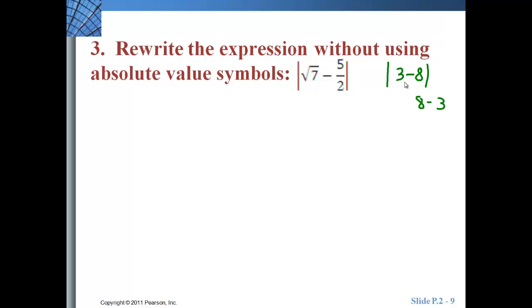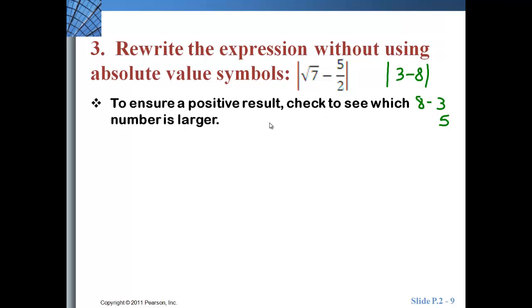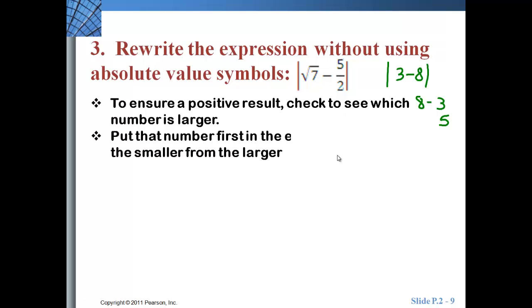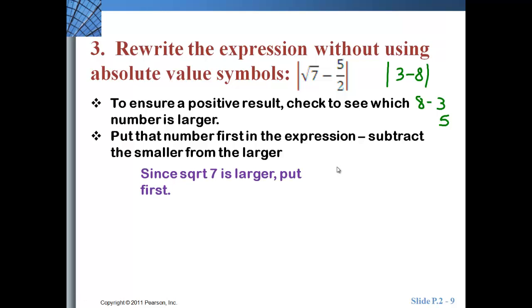The way I can be assured a positive result is if I list the bigger number first. So when I'm doing these, to ensure the positive result, check to see which number is larger. Is it square root of 7 or 5 over 2? Put that number first in the expression, subtract the smaller from the larger. Since the square root of 7 is larger, we're going to put it first. So it's going to be the square root of 7 minus 5 over 2. That's all you have to do for that one.